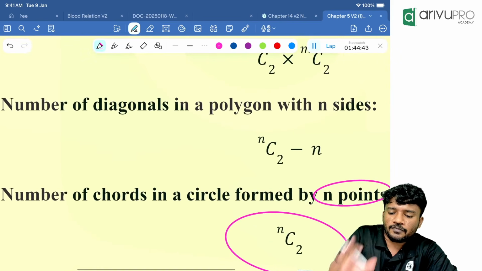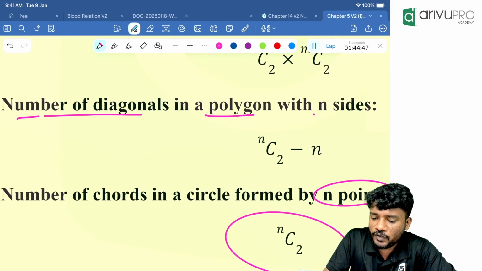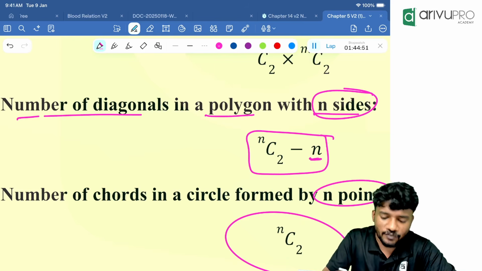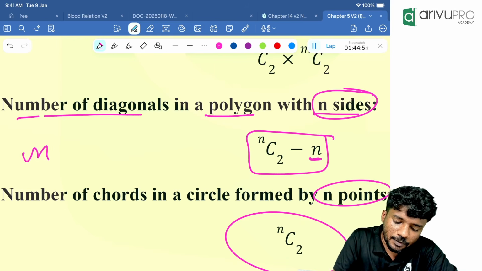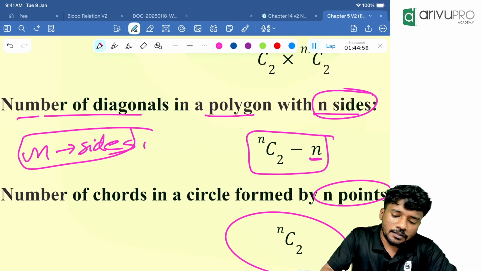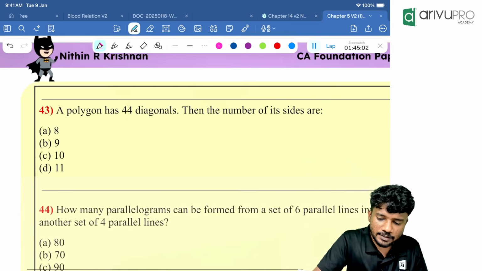Now the final one: the number of diagonals in a polygon with n sides is how much? nC2 minus n, where n is the number of sides. Yes, that is the final formula. Based on that you can solve this question.